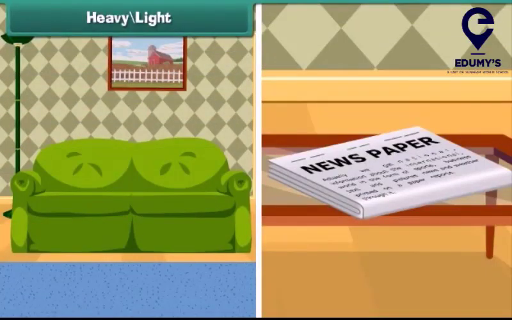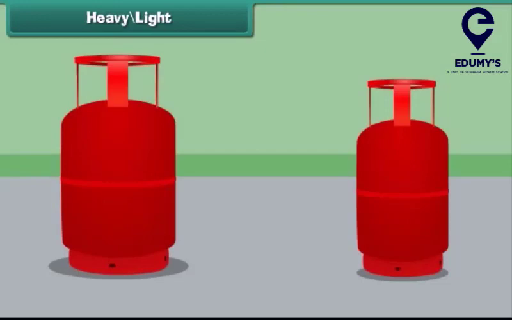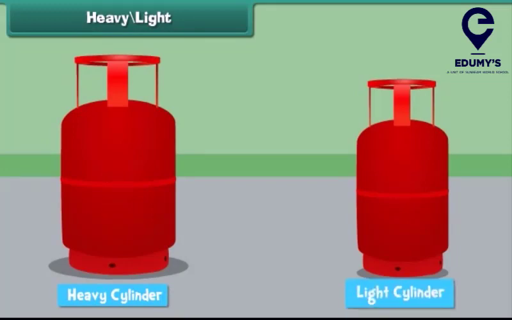Things which are difficult or impossible to lift are heavy, and things which can be carried easily are light. The cylinder on left is heavy, and cylinder on right is light.